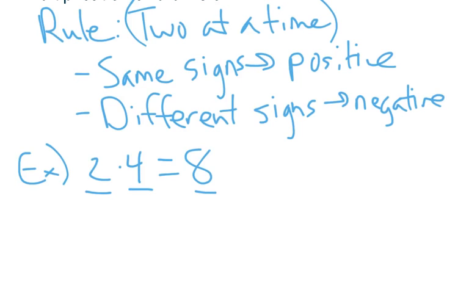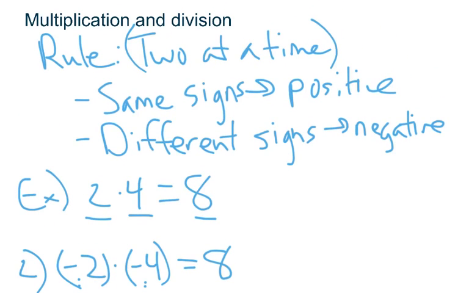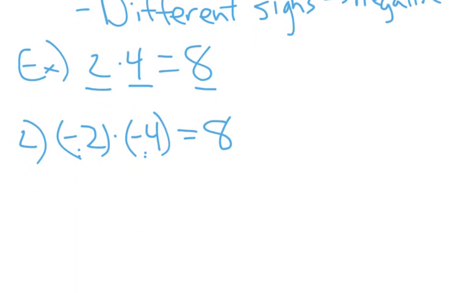If we were to kick that up a notch, let's go with a second example: -2 times -4, and we'll put in parentheses so we can see that they're negative. They still have the same sign, so it's still going to be positive 8. Because this is how it works, 2 at a time. If they have the same signs, it's got to be positive. If you have different signs, it's got to be negative.